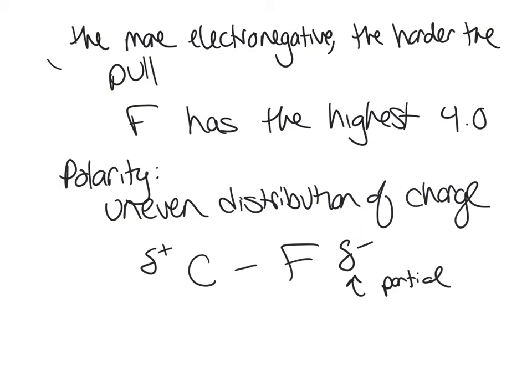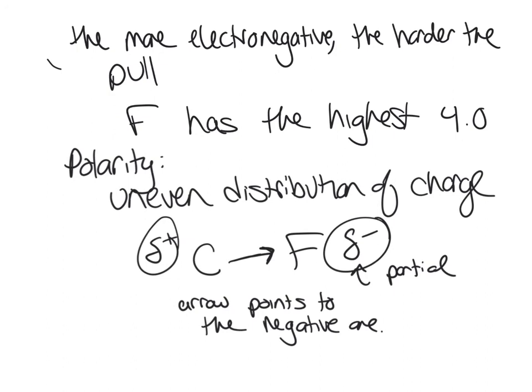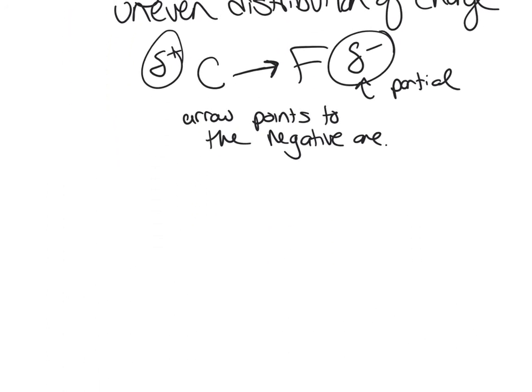So we would say that this bond is polar, and we would draw an arrow like this. The arrow points to the negative one. So basically that shows that fluorine is stronger, more electronegative, so it becomes partially negative in this bond, and carbon becomes partially positive, okay? You can see here that we have polarity, an uneven distribution of charge because we have a difference in electronegativity, okay? And so the polarity of a bond comes down to this.